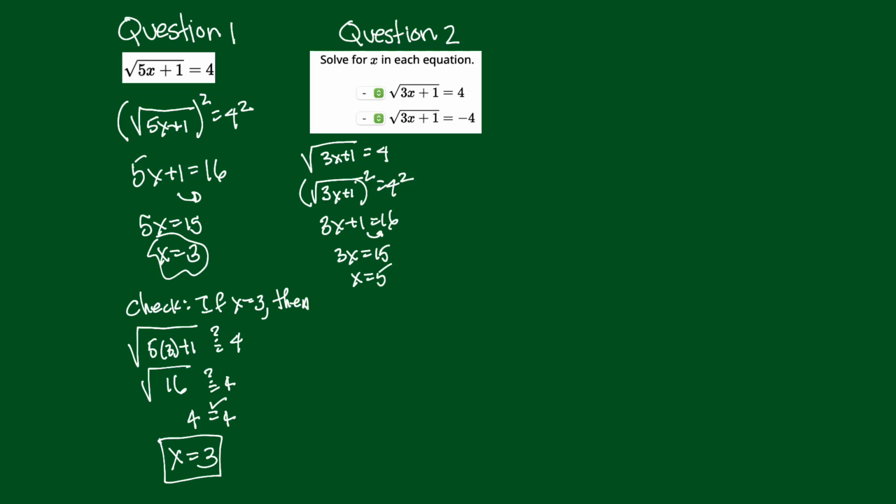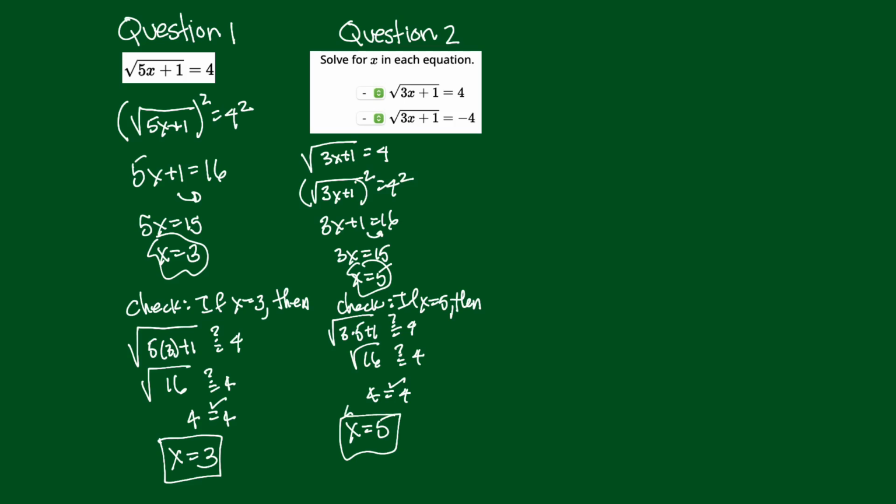All right, now let's check this. We absolutely have to check. This is a potential solution. So take this 5 and put it back into the original. All right, so it'll look like this. Check. If x equals 5, then we get the square root of 3 times 5 plus 1. Is that equal to 4? Now just do it all. 3 times 5 is 15, plus 1 is 16. Square root of 16, is that equal to 4? 4 equals 4, and it checks. All right, so now we'll say x equals 5. All right, so we're okay there.